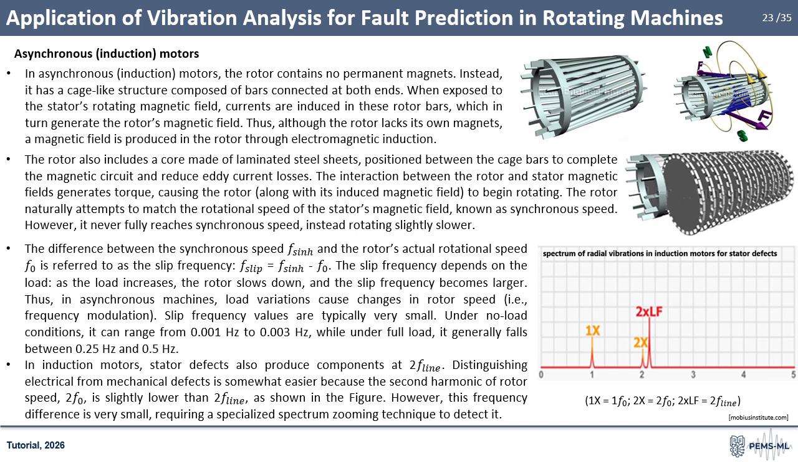Distinguishing electrical from mechanical defects is somewhat easier because the second harmonic of rotor speed is slightly lower than twice the line frequency. However, this difference is very small and requires spectrum zooming techniques to be clearly identified.